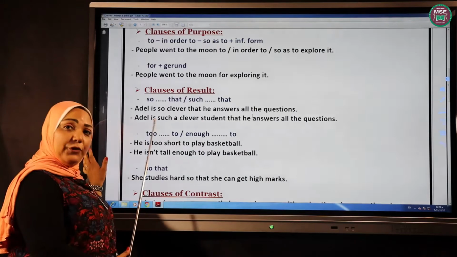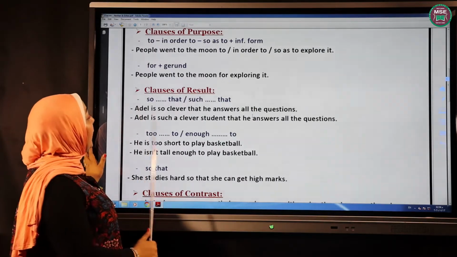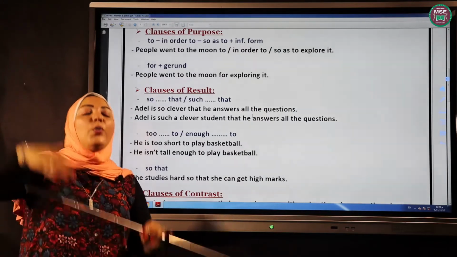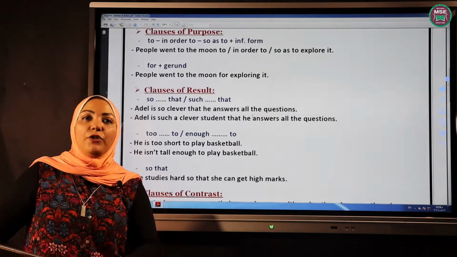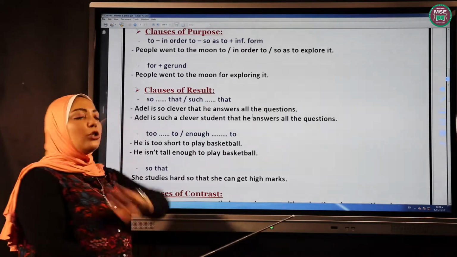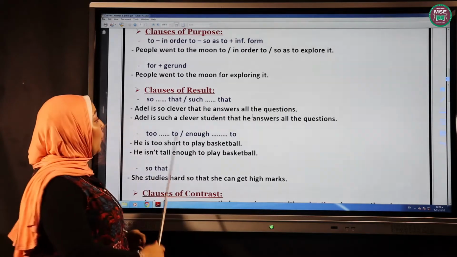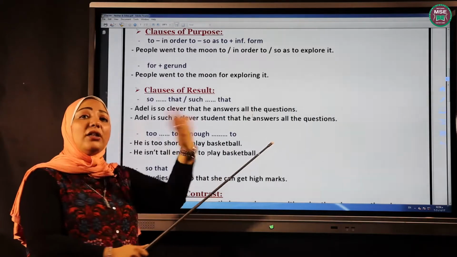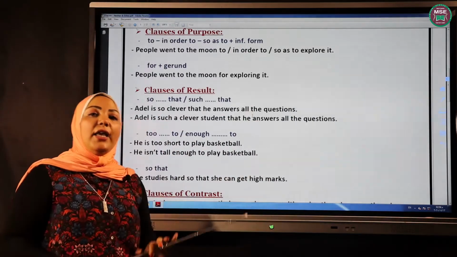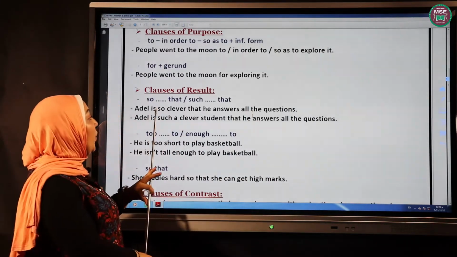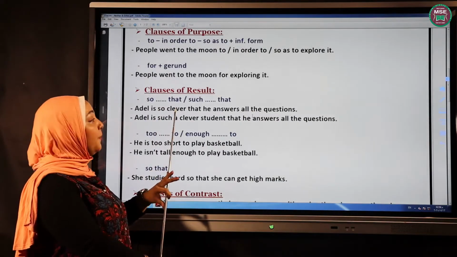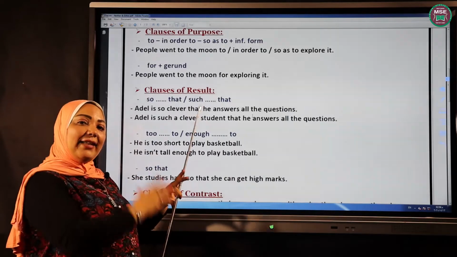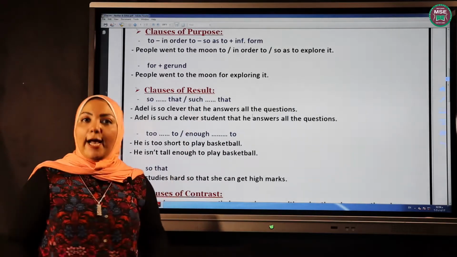As you see in the first example, Adil is so clever. What is the result of that? What will happen because of his cleverness? He answers all the questions. So this is the cause and this is the result. This is what happens because he was clever. Here, so is followed by the adjective, and then we separated the two clauses using the word that.